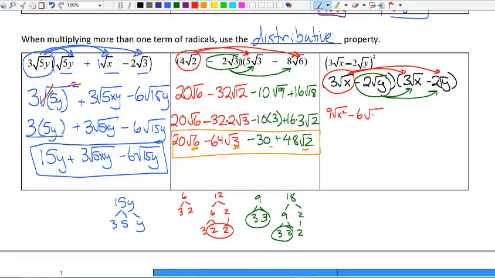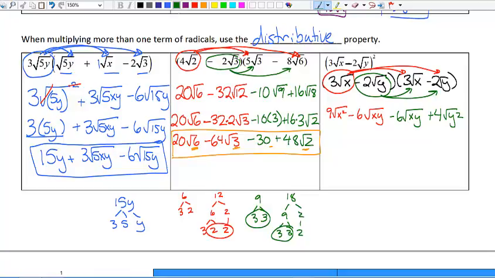minus 6 times the square root of xy. On the green, don't forget to take the negative with your 2 times the square root of y. So negative 2 times the square root of y times 3 times the square root of x is minus 6 times the square root of xy. And on the last one, negative 2 times negative 2, that's positive 4 on the outside. Root y times root y is root y squared.